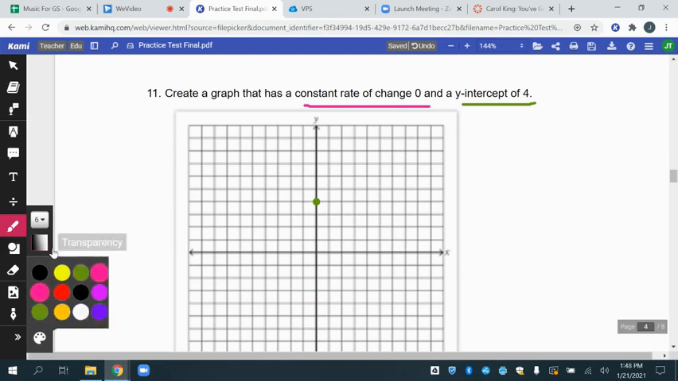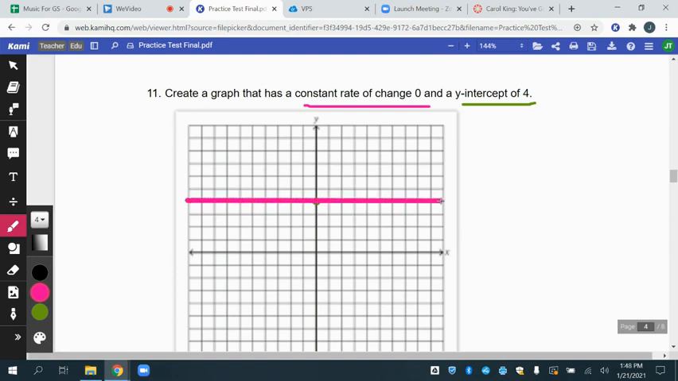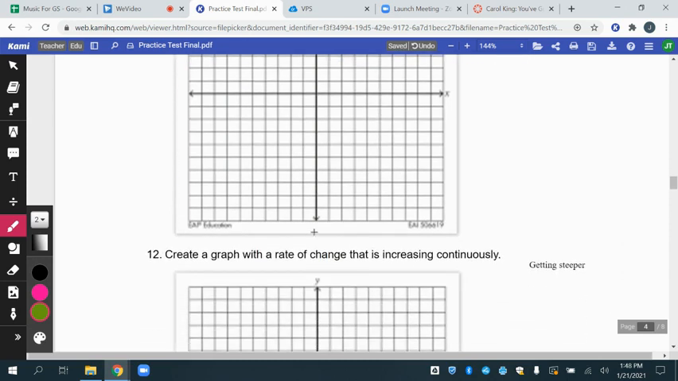I'm just going to draw the line in pink because, honestly, that's our rate of change. Our rate of change is nothing. The line goes straight from side to side. All right. So I can't really say, oh, and it moves down this much and over this much. No, because it's just not going up or down at all. So no matter how far it goes right or left, it doesn't go up or down, period. That's what a rate of change of 0 means. But it does cross at 4. All right, which is 4 up.